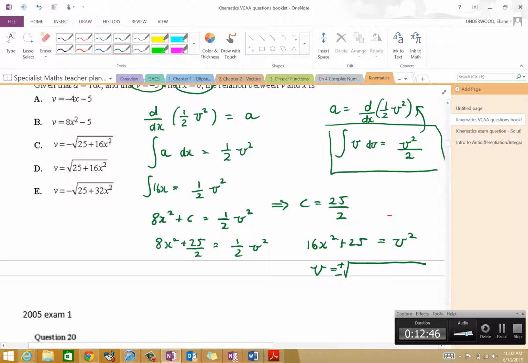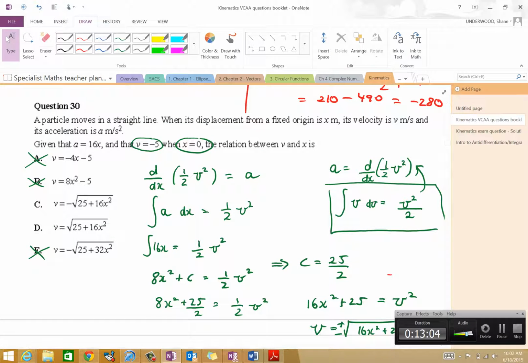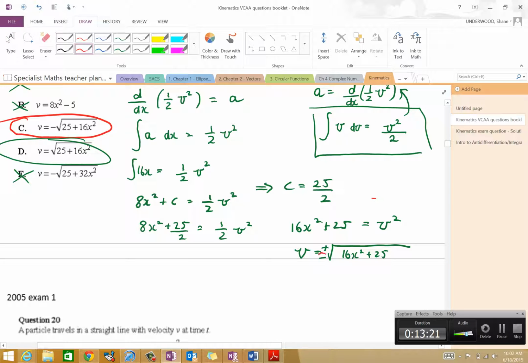Now, 16x squared plus 25, we can rule out these three, can't we? Would you agree? But the initial conditions, x equals 0, v equals minus 5. How can you possibly have a negative if it was this one? So the answer is C. Okay, so using the initial conditions, it's this one.